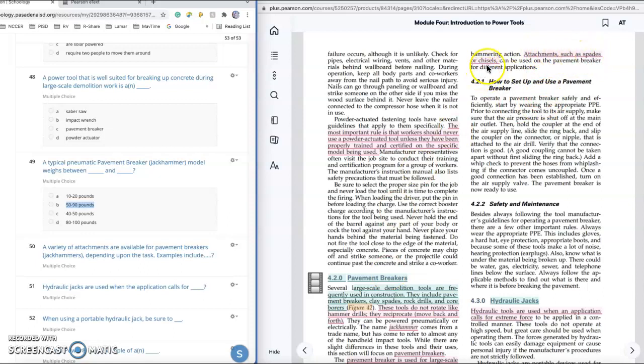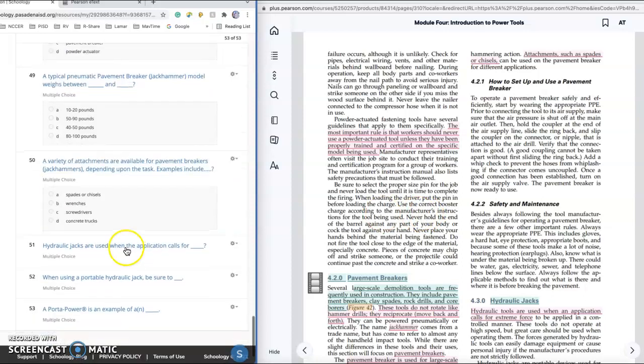Attachments such as spades and chisels can be added. You take off the little punch that punches through the concrete, and you can put a spade, which is kind of another name for a shovel looking attachment, or a chisel. I've got pictures of those coming up.